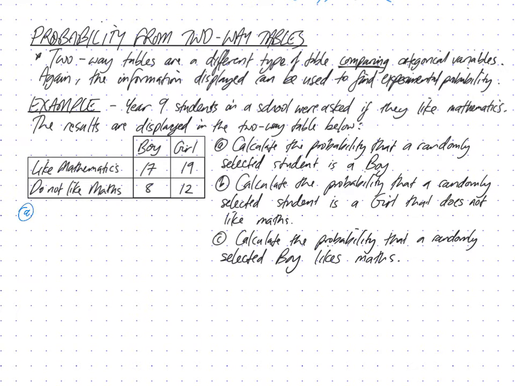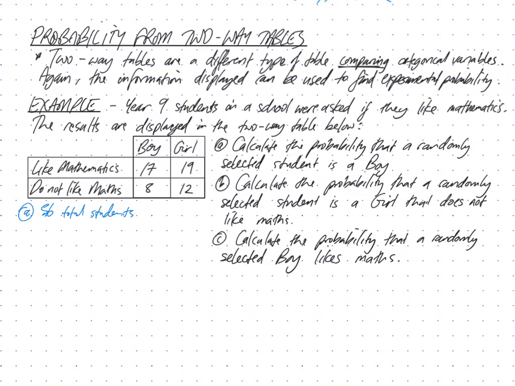Let's do them here. A, calculate the probability that a randomly selected student is a boy. So here, we're talking about any of the students. If I was to just close my eyes and randomly choose one, what's the chance of it being a boy? So our total number of trials, or the total thing that we're interested in, is all of the students. So we need to work out 17 plus 19 plus 8 plus 12. There was 56 students in total.